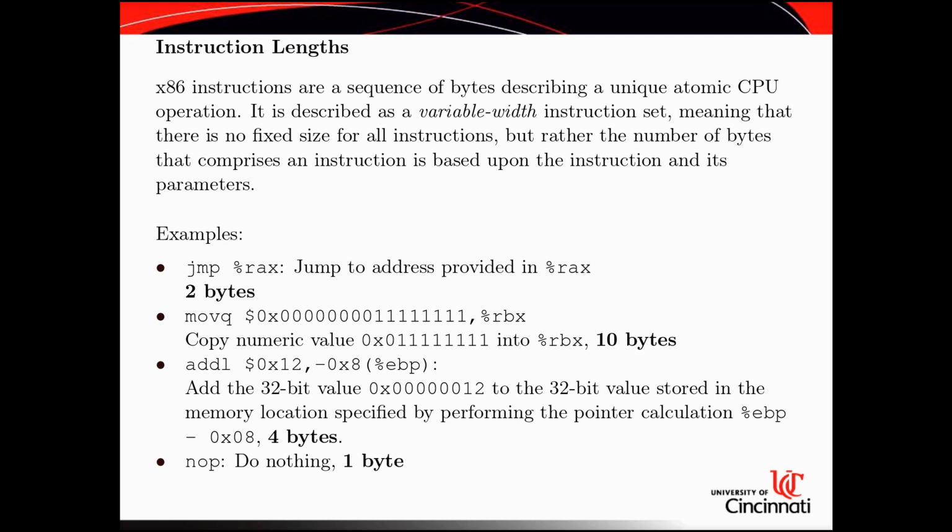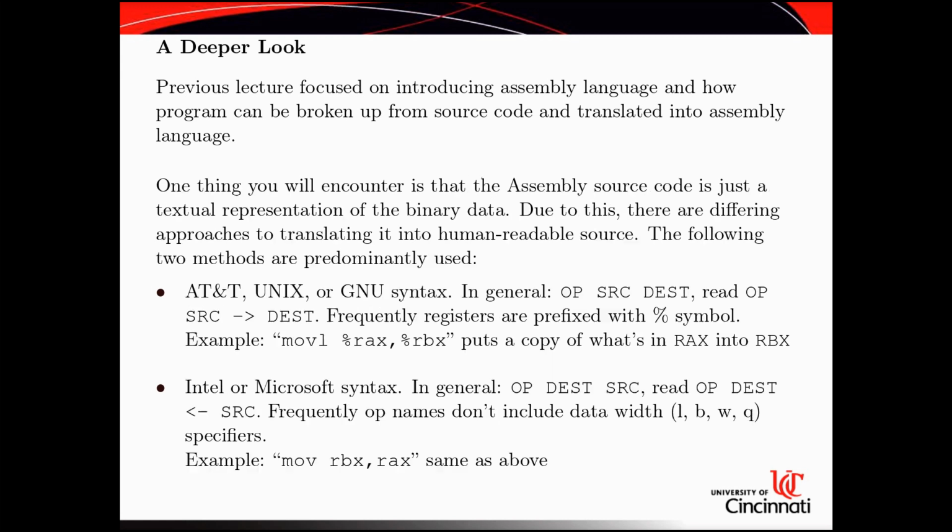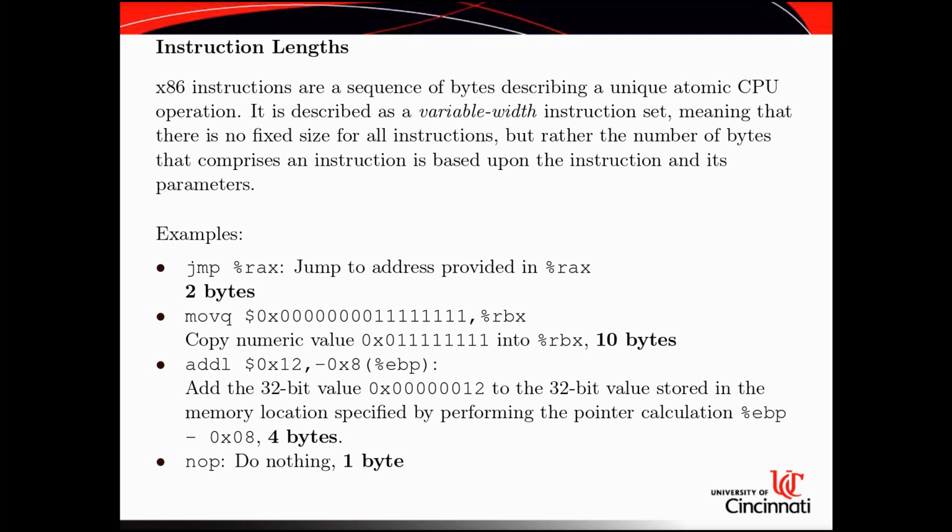So this one, I'll jump up here. We're going to talk a bit now about variable length instructions. So I'll kind of give a jump into that. x86 instructions are a sequence of bytes describing unique atomic CPU operations. It's a variable width instruction set. There's no fixed size for all instructions. The number of bytes that comprises an instruction varies from one to the other.